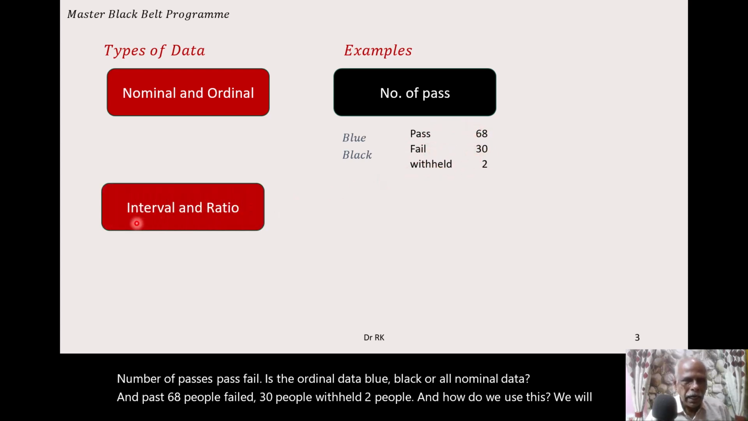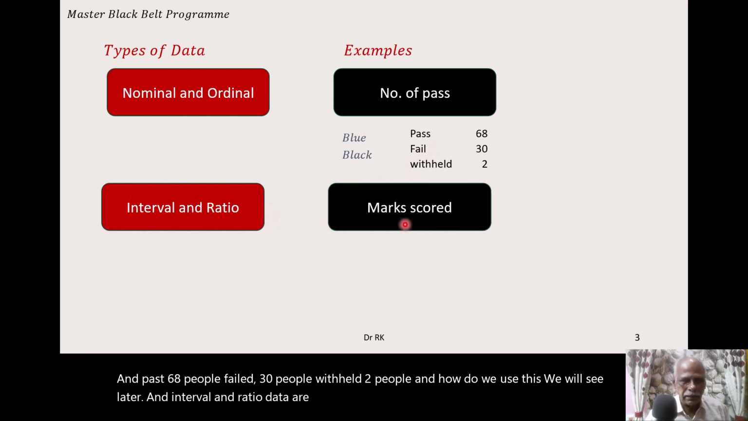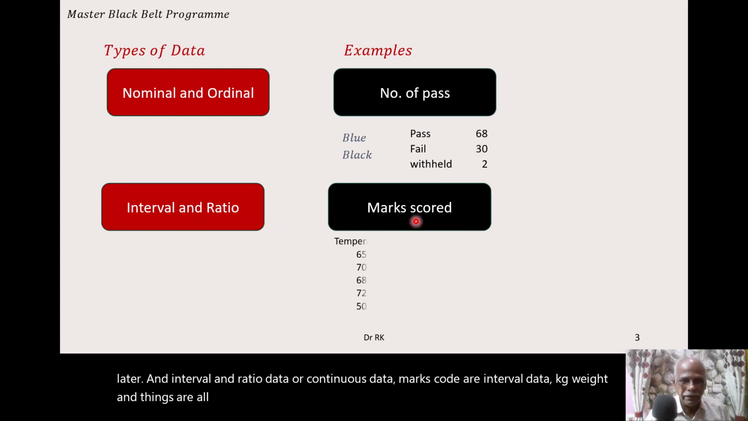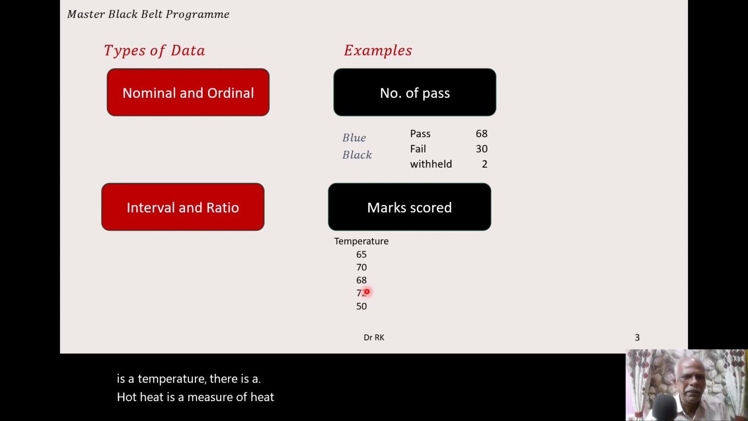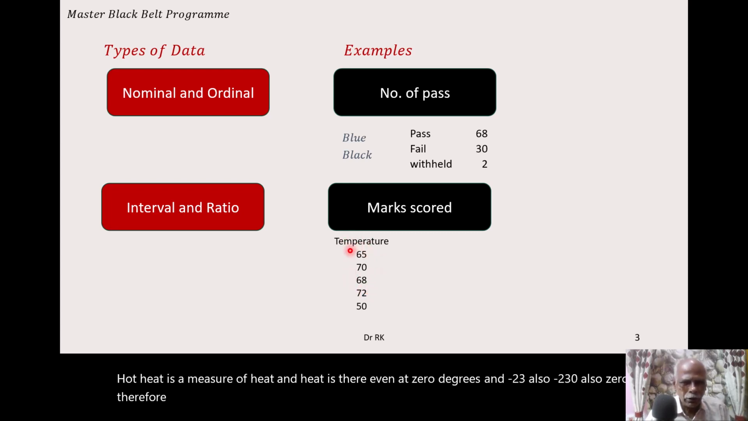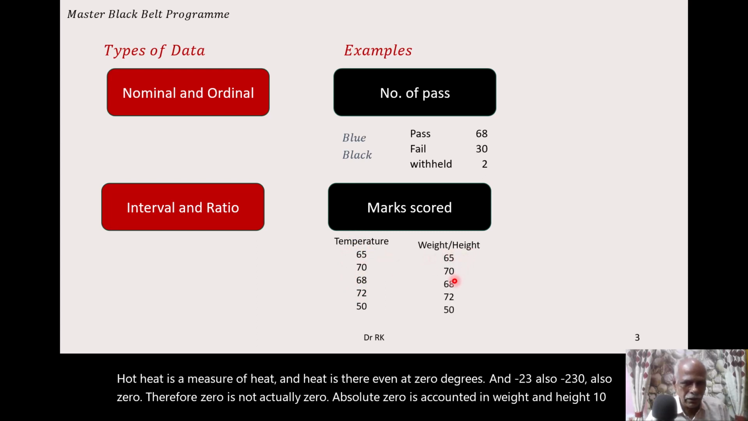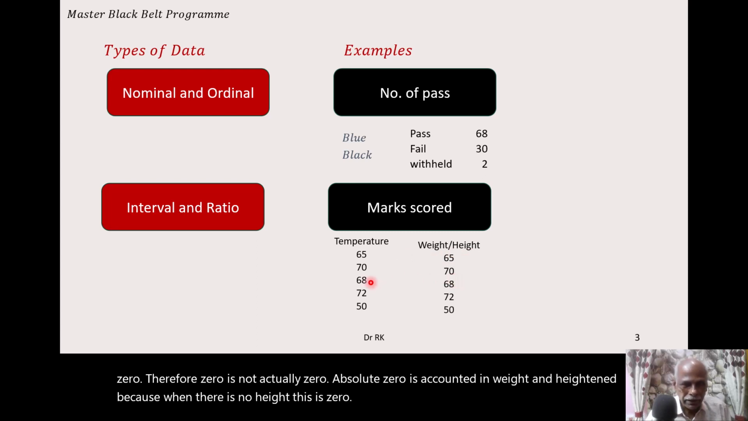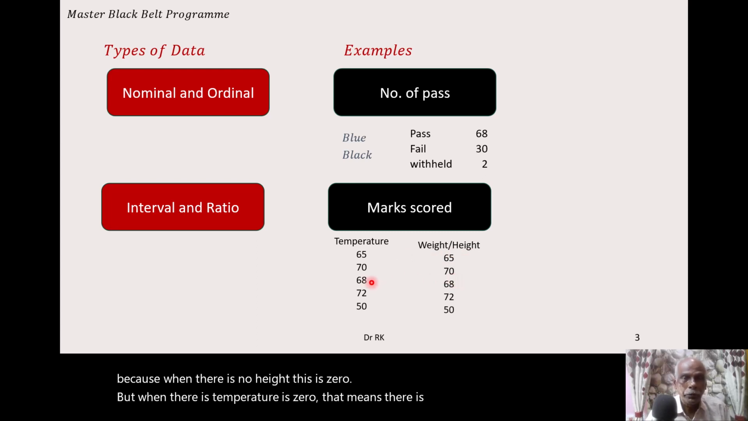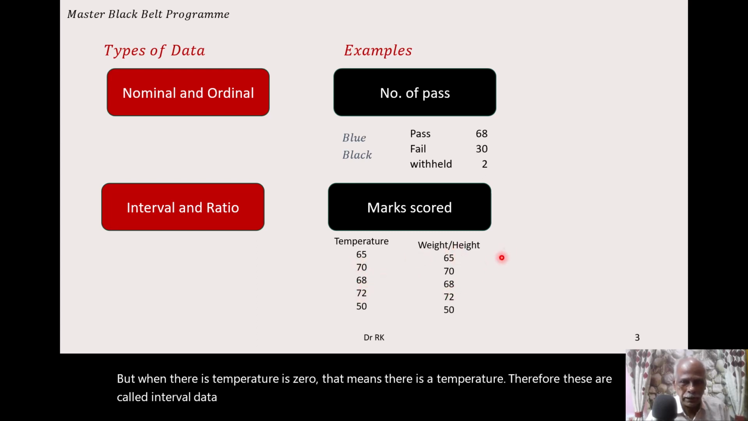We will see later. And interval and ratio data are continuous data. Marks scored are interval data. Kg, weight and things are all ratio. Height, weight are all ratio data. Temperature: zero temperature means there is a temperature there. There is hot heat, a measure of heat, and heat is there even at 0 degrees. And minus 23, minus 230 also is there. Therefore, 0 is not actually 0. Absolute 0 is accounted in weight and height, because when there is no height, it is 0. But when the temperature is 0, that means there is a temperature. Therefore, these are called interval data, and these are called ratio data.